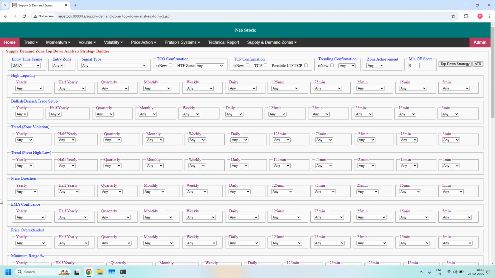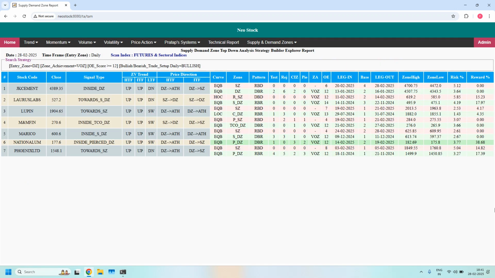Okay, bullish trade setup for monthly income trade. Entry time frame is daily. Entry zone is demand zone. In bullish or bearish trade setup at daily time frame, I am selecting bullish. Zone achievement should be violated opposing zone. Minimum odd enhancer score should be 12. So with these filters, we got 7 stocks.